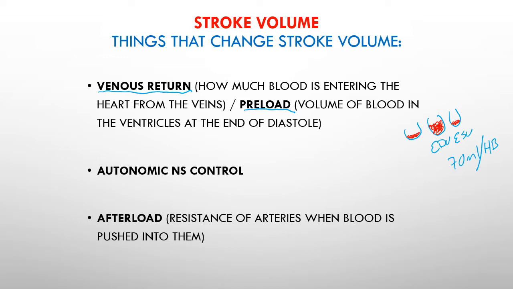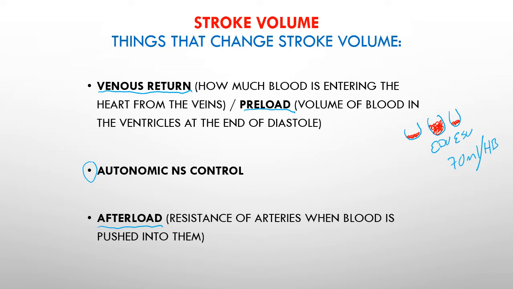This can be altered by things like the autonomic nervous system. And so our parasympathetic or sympathetic control of the heart has an effect on what's going to happen within that return and the changes that are there, how much strength of contraction there is, things like that. We also have afterload. And so afterload is not really related in a sense to what's happening inside the heart itself, but it's actually what's outside of the heart.